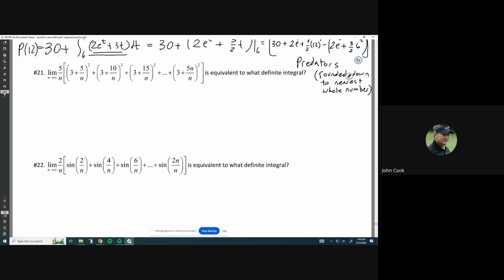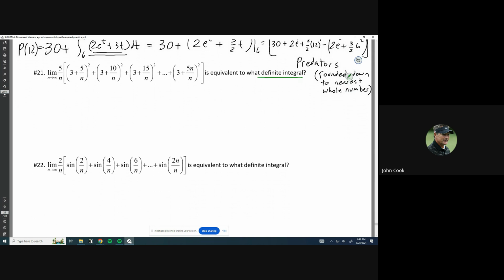All right, 21 and 22. We've got some summations, and we just need to write them up as definite integrals. This doesn't require much. It's just figuring out what parts go where, and that's it. So this is going to turn into a definite integral.